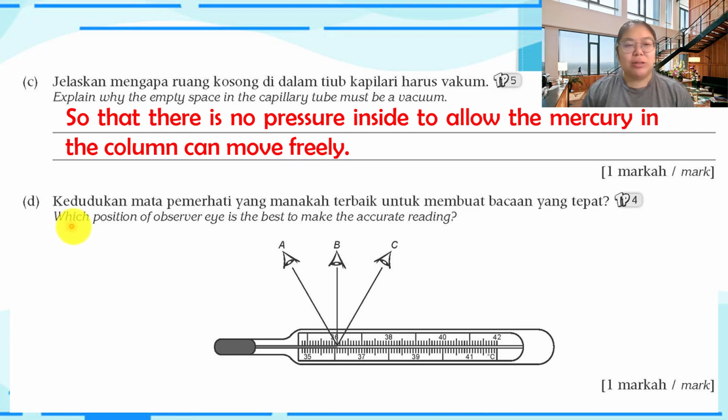Okay, then we go to D. The position of the observer's eyes must be the best to make an accurate reading. I think everybody knows this one, because we want to prevent the parallax error. So the answer here should be B.